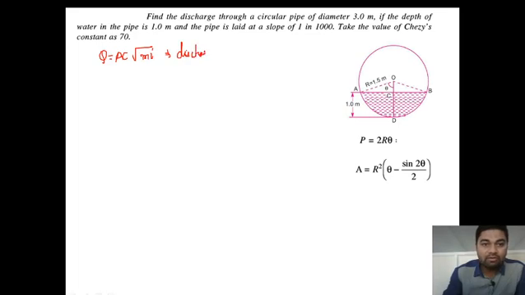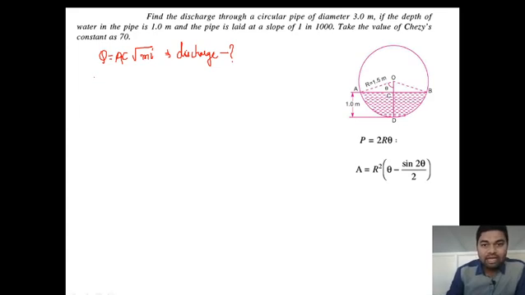This we need to find out. Q is equal to AC under root mi, where A is the area of the flow, C is Chezy's constant, m is the hydraulic depth, and i is the slope of the bed.